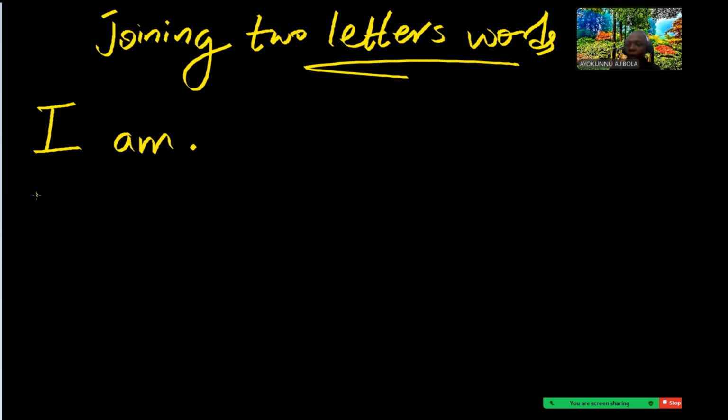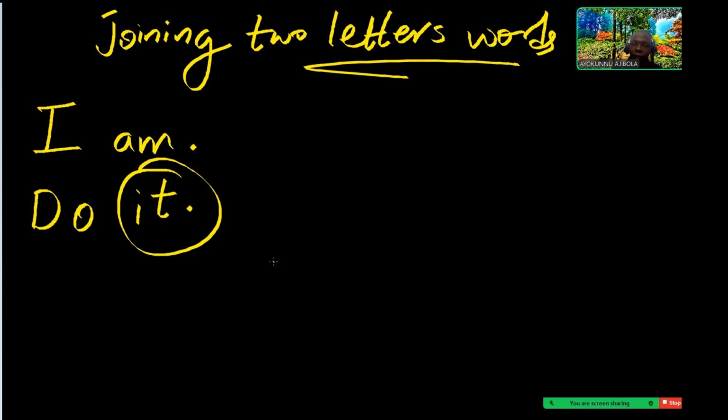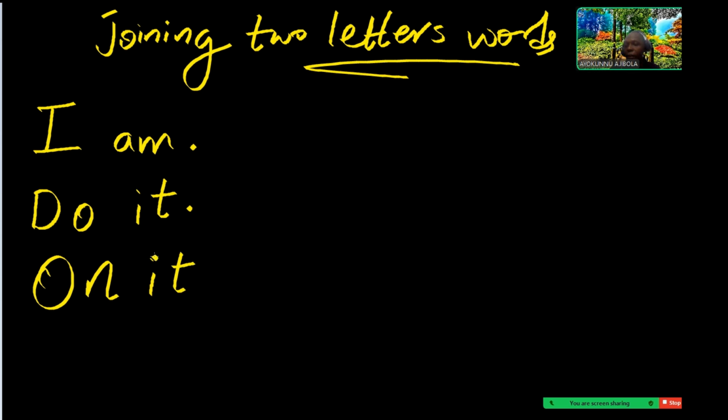Okay. Now, we can join another one together, like do and it. Okay. Do. Okay. It. Now say do it. Do it. Do it. Yeah, what's the first word there? Do. And what is this? It. So it becomes do it, okay? Do it. So, on it, okay? Okay. On it. Okay. Yeah. We can say it is on. Okay.